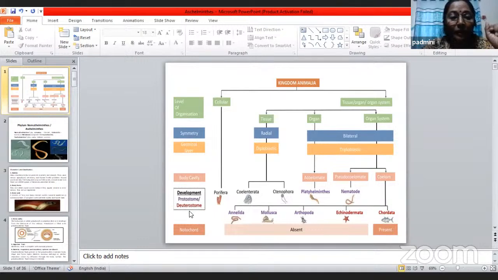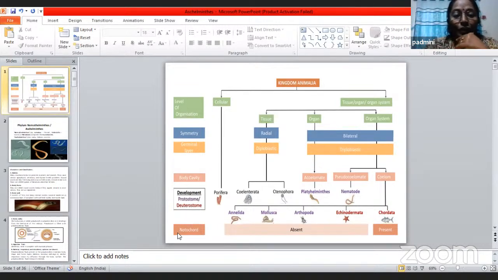Then under development, we talk about protostomes and deuterostomes. What is the difference between a protostome and a deuterostome? Our animal kingdom is divided again according to the development of the mouth and the anus. When the zygote is undergoing cell division and invaginates, the invagination forms a blastopore. If the blastopore forms the mouth, then that becomes a protostome. But when the blastopore becomes the anus opening, then it is called a deuterostome. So that is how the development is occurring.